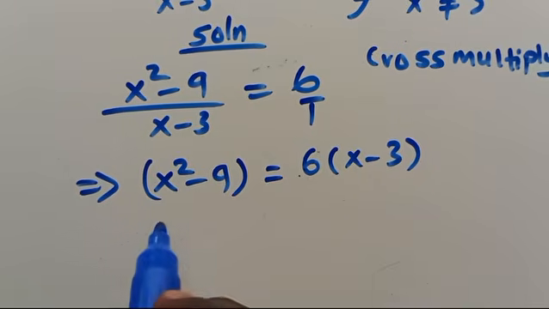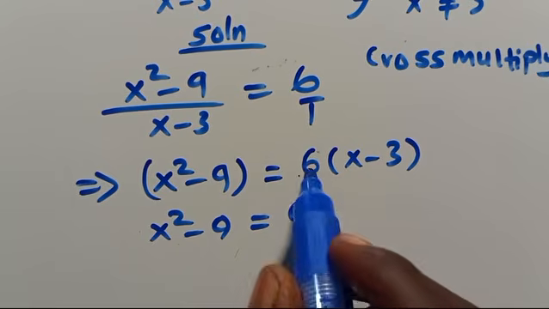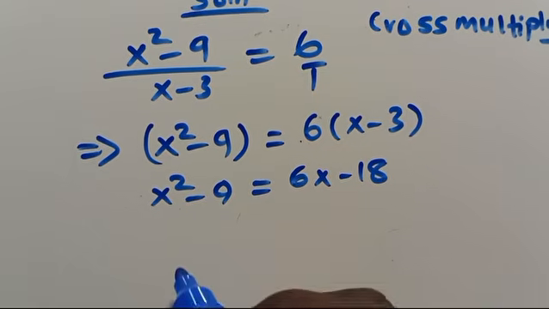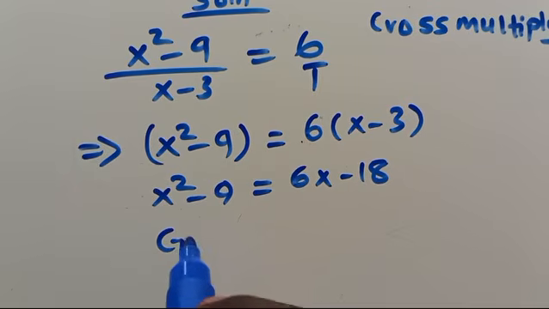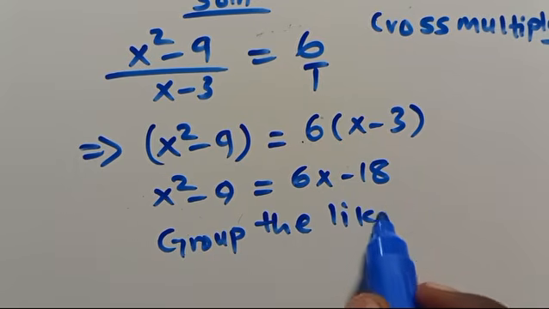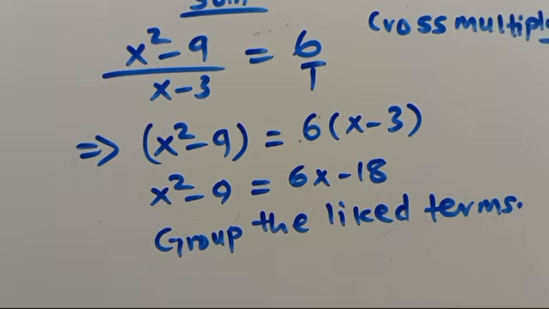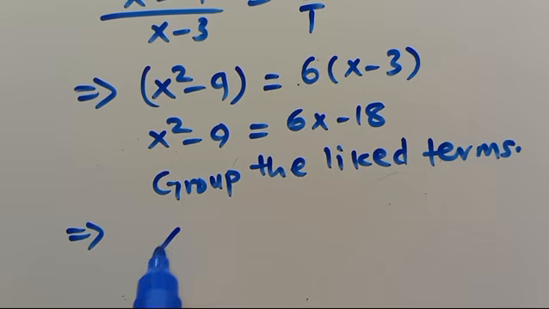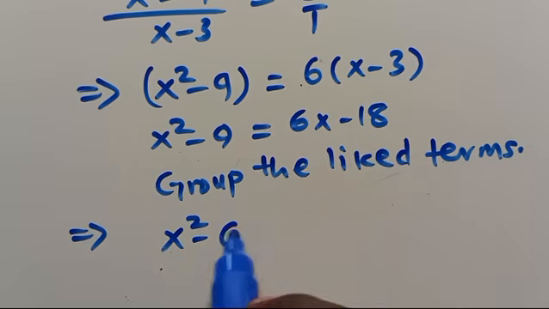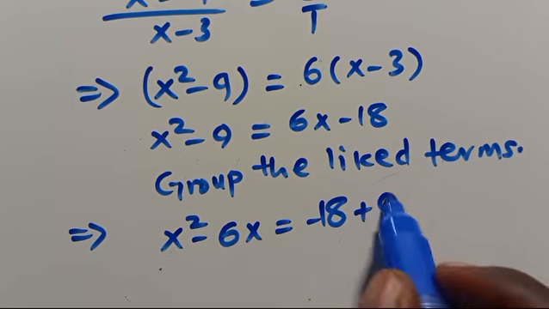Let's open the parentheses. We have x squared minus 9. 6 times x will be 6x. 6 times 3 here is minus 18. Then let us group the like terms. So we're going to have x squared, here will be minus 6x, here will be minus 18, here will be plus 9.